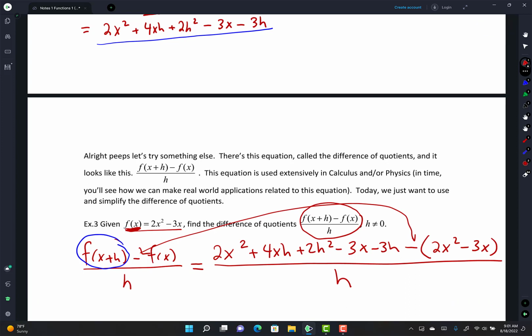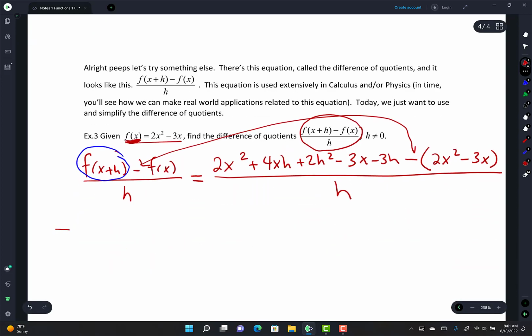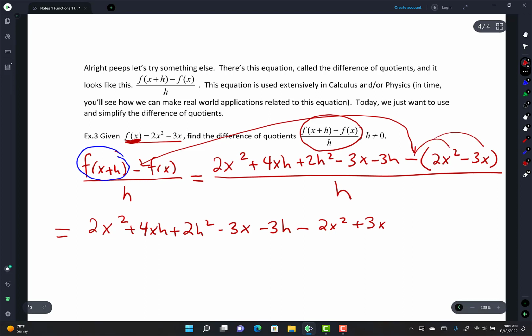Are we still okay? All right. Take your mad algebra skills and go ahead and distribute that negative. Rewrite all this again, but distribute that negative to your parentheses here. So 2x squared plus 4xh plus 2h squared minus 3x minus 3h minus 2x squared plus 3x. Remember, I put a plus because negative times a negative is a positive. Perfect. All over h. Don't get scared, guys. Are we feeling okay?